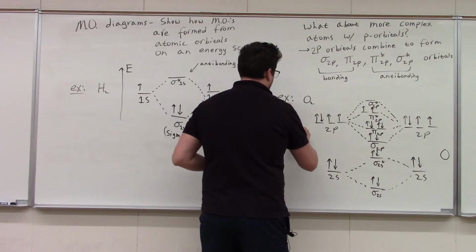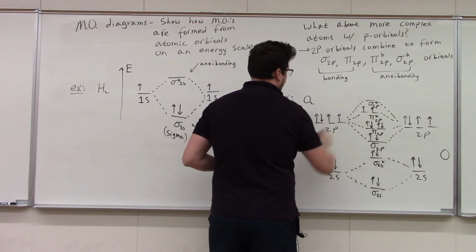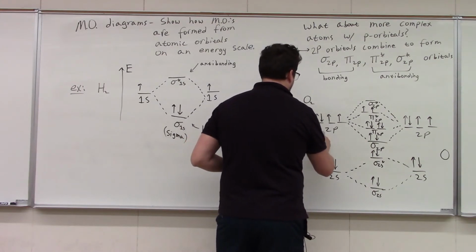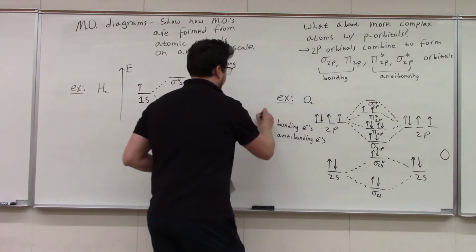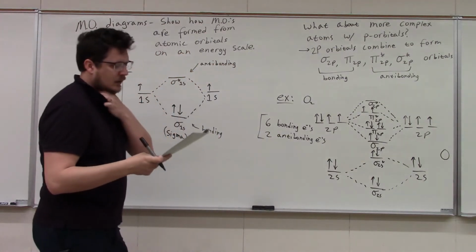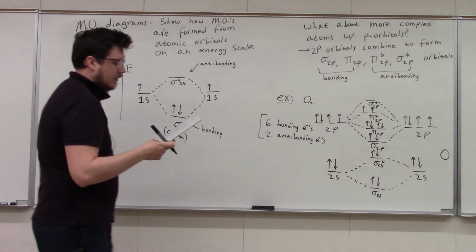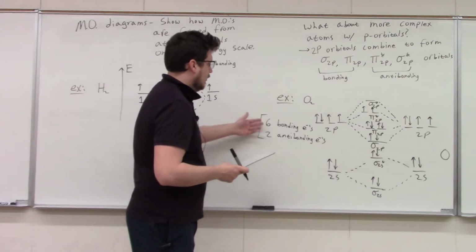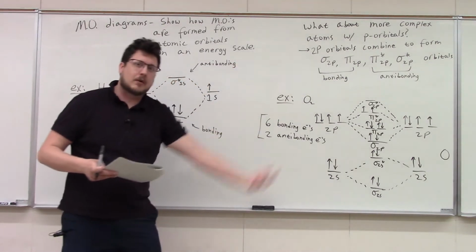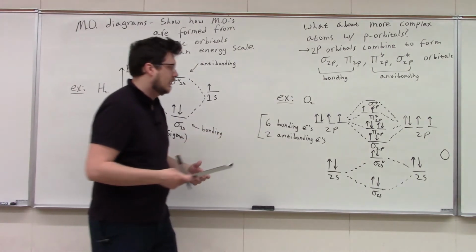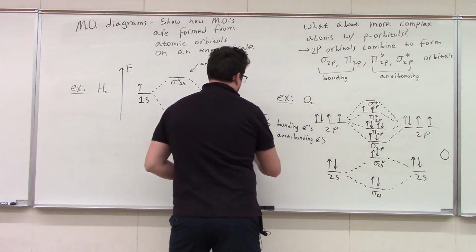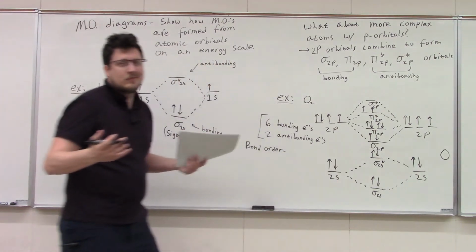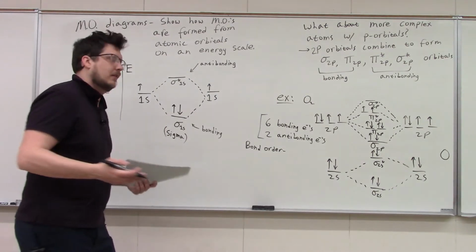I have 6 bonding electrons, and I have 1, 2 anti-bonding electrons. Okay? That's going to be key, because that's going to let us talk about the bond order. So 6 minus 2 is 4, so I have 4 extra bonding electrons. I have 4 more bonding electrons than non-bonding electrons. So my bond order, this is kind of like, what type of bond are we looking at? That's the MO theory version of that.